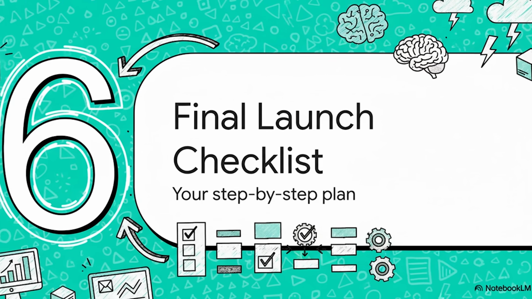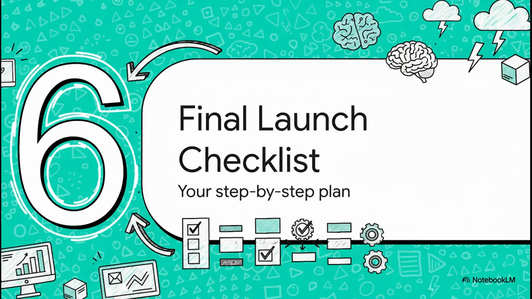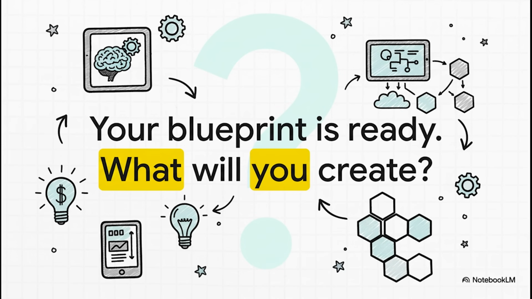Okay, we have covered a lot of ground, so for our final section, let's bring it all home. We're going to consolidate everything we've talked about into a single step-by-step checklist to guide you from the very start to the very finish. And there it is, your complete action plan. 6 clear steps that take you all the way from validating your initial idea to writing your launch emails and making that very first sale. This is the entire process, totally simplified. So there you have it. You now have the exact blueprint, and you know about the AI tools that can help bring your digital product to life faster than ever before. The only question left is, what will you create?